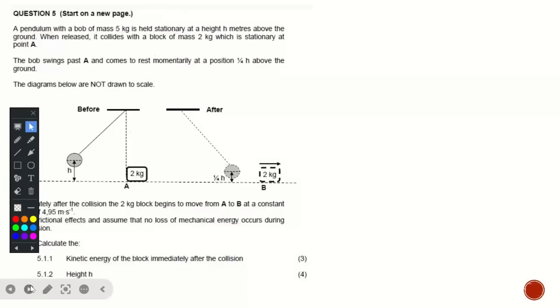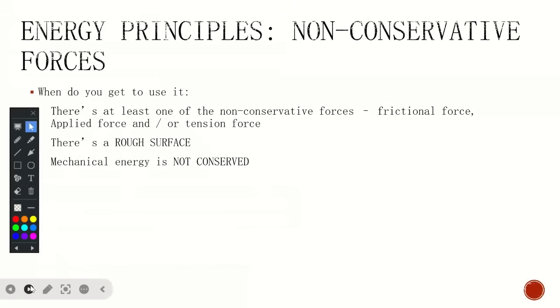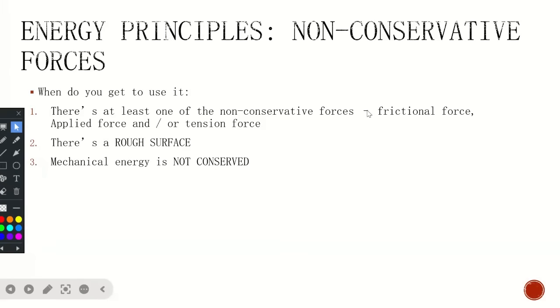Okay, so mechanical energy done. Let's now move to energy principle number 2, which is the work done by non-conservative forces. When do you get to use it? You must check that there's at least one of the non-conservative forces.